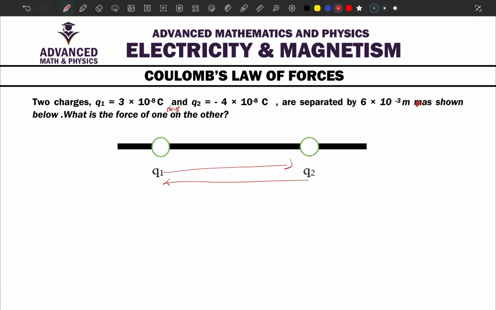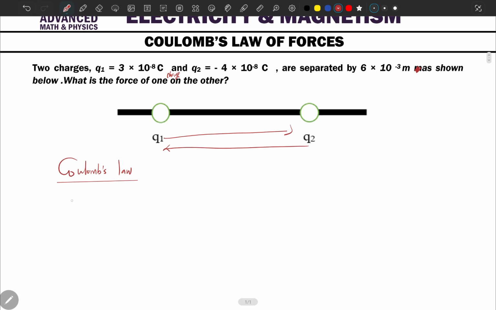All right, let us recall Coulomb's law. So we know the force is given by K, then charge 1 multiplied by charge 2, the magnitudes, divided by the square of the separation distance between the two charges.